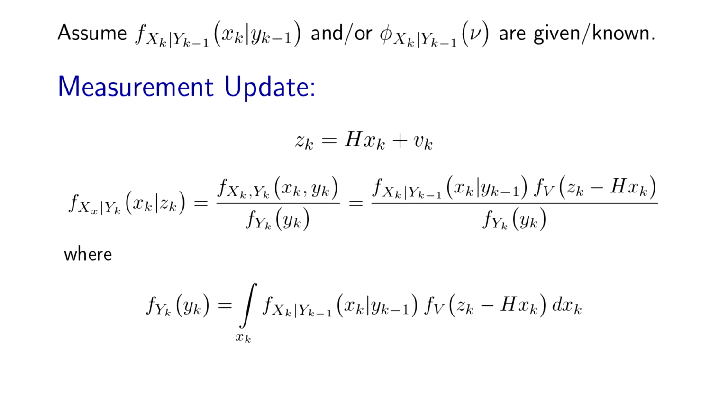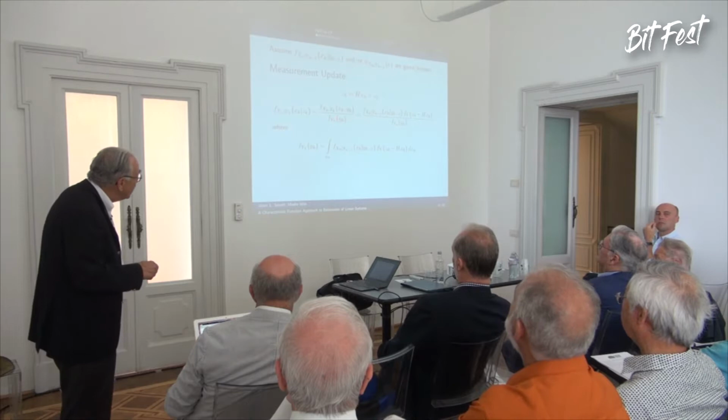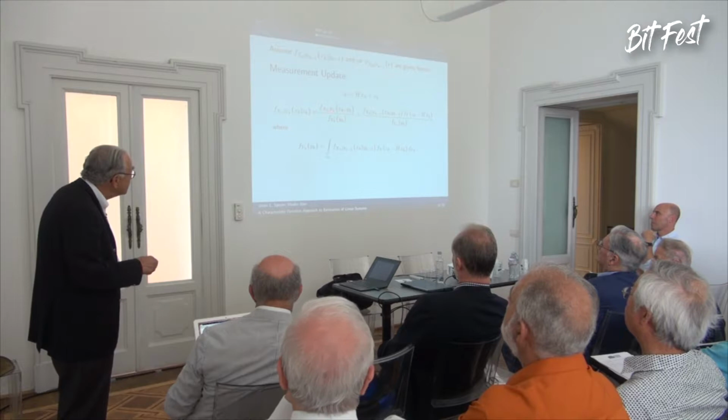So the conditional density function is given by the joint density function of x of k and y of k divided by the marginal density function f of y of k. And I bring this up because what I want to do is generate really this joint density function, which I'm going to call the unnormalized density function, without normalizing it with respect to f of y.